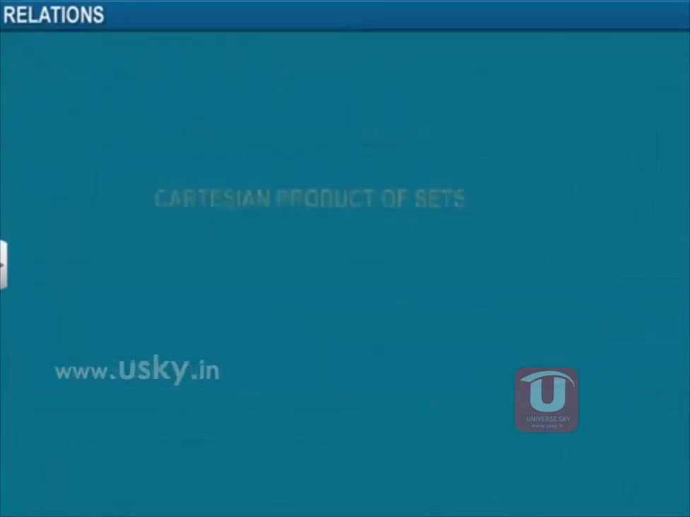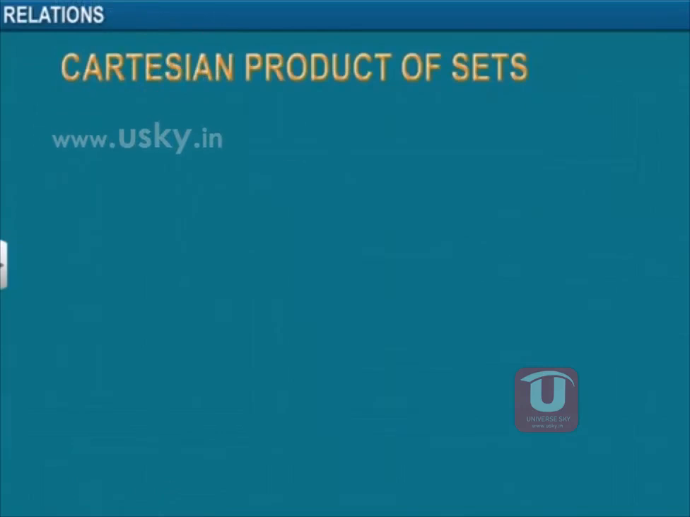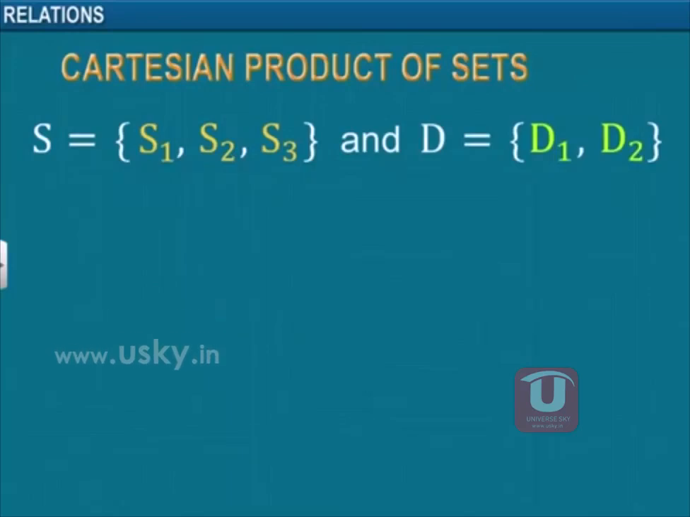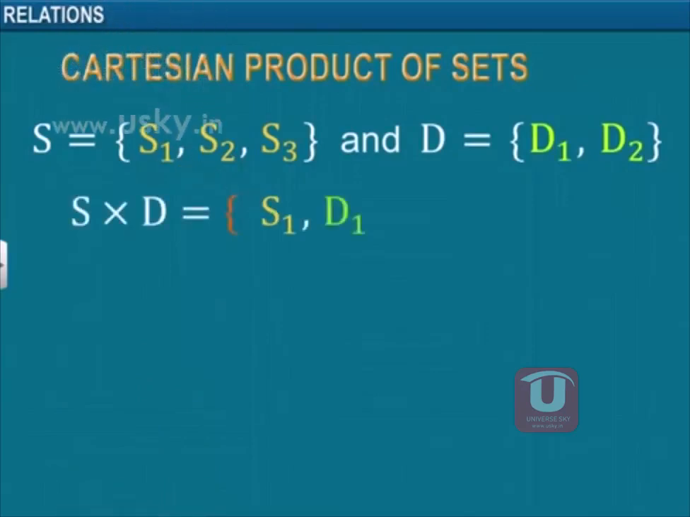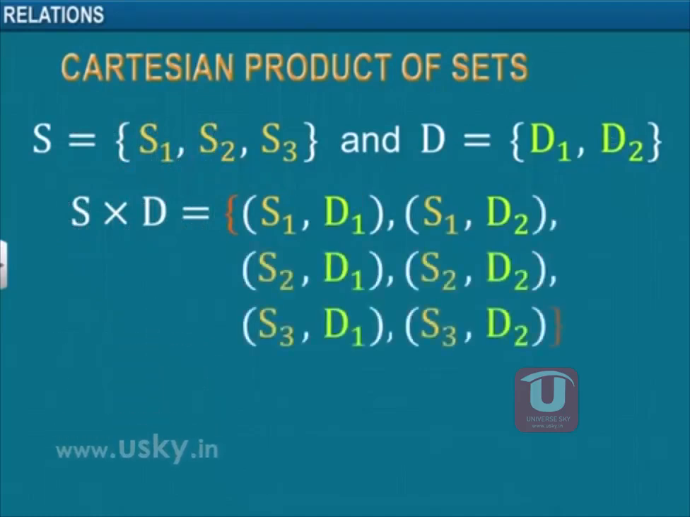Before proceeding further with relations, let's take a quick look at how we find the Cartesian product of sets. Let S be a set having 3 elements and D be a set having 2 elements. The Cartesian product of S and D can be obtained by pairing each element of set S with the elements of set D in a specific order. We see that the Cartesian product of S and D has 6 ordered pairs, which are as shown. Let's now come back to relations.